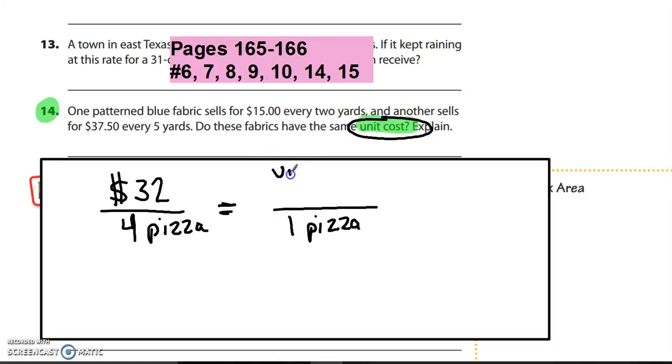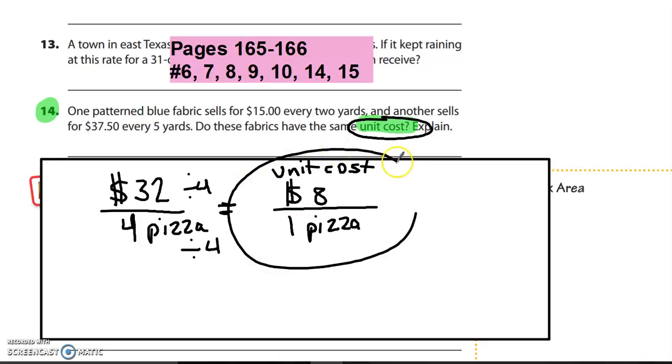So maybe I'll even write that right here. A unit cost is when you don't care about the cost for 4 pizzas, you care about the cost for 1 pizza. So you would divide this by 4, and you would get $8 for 1 pizza. This is a unit cost. A unit cost is when you get the price for 1 pizza.